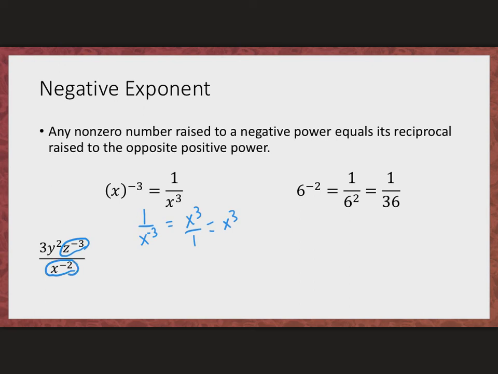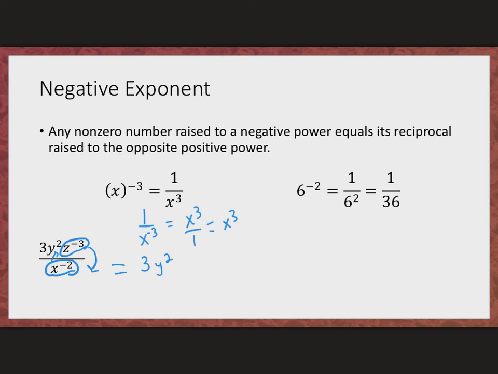Now, the numerator z to the negative 3, we are going to move that down to the denominator. And once we move it to the denominator, the negative symbol will go away, but the z and the 3 will both move down. The x to the negative 2 power, which is already in the denominator, will flip upward and become part of the numerator. So let's see how this will look.